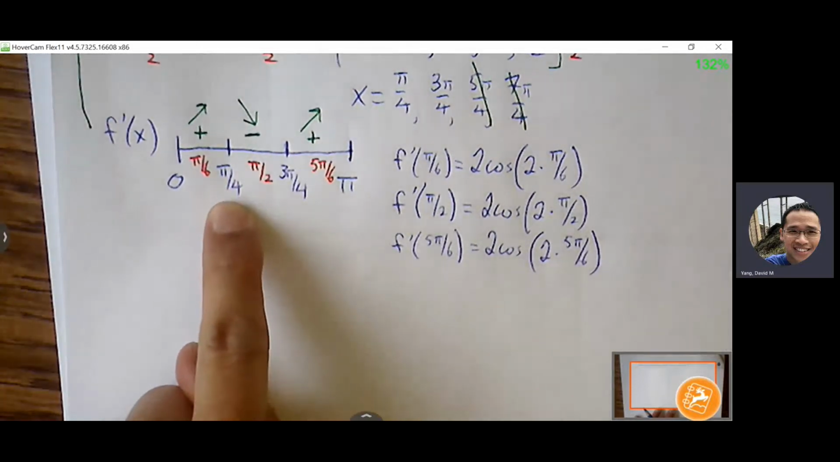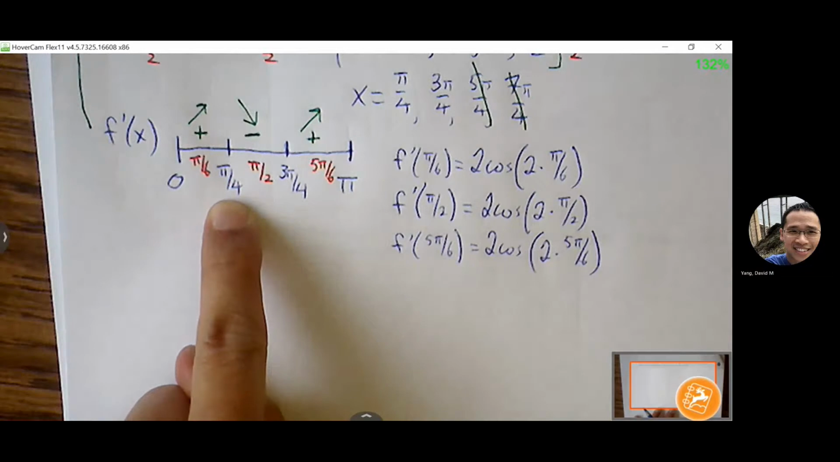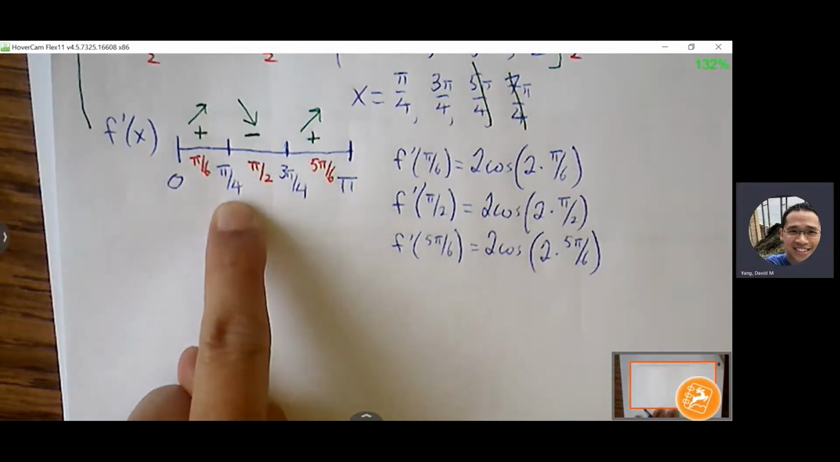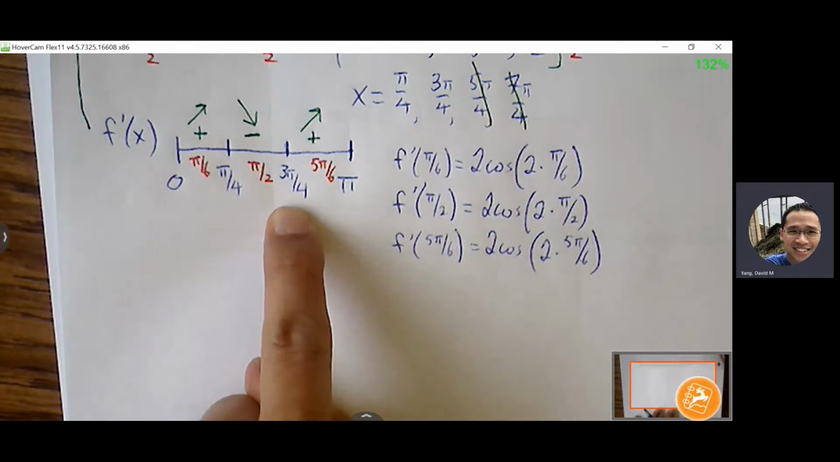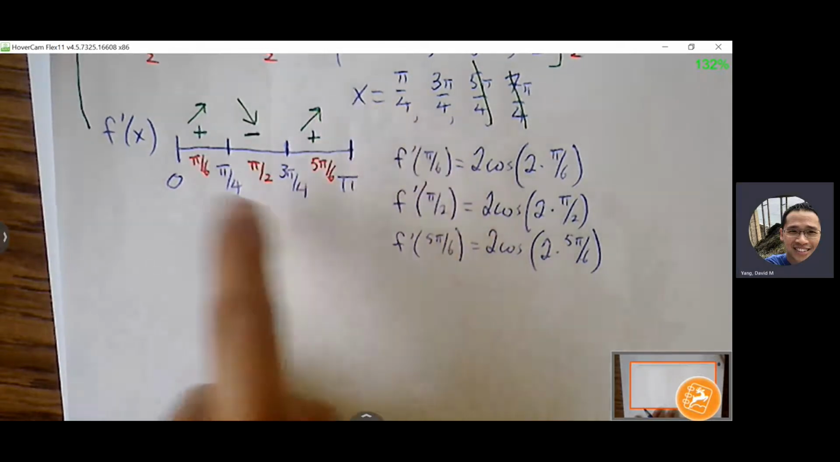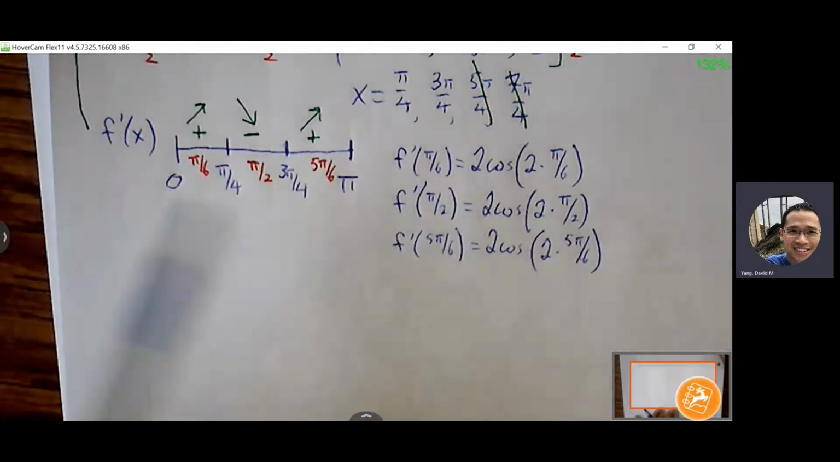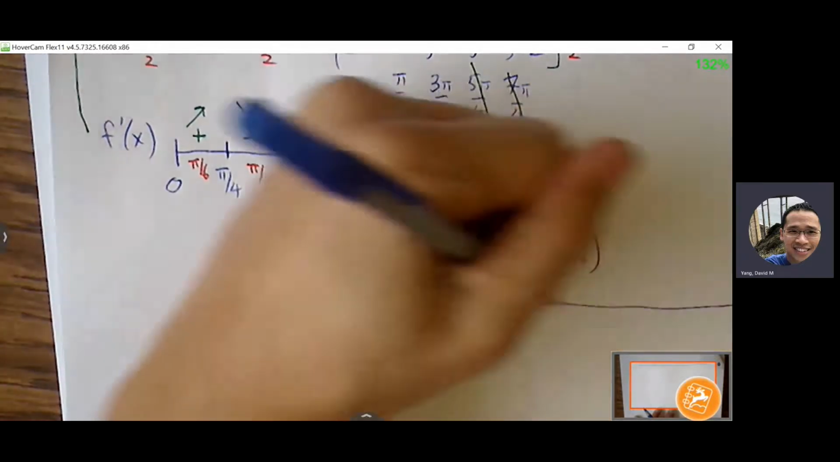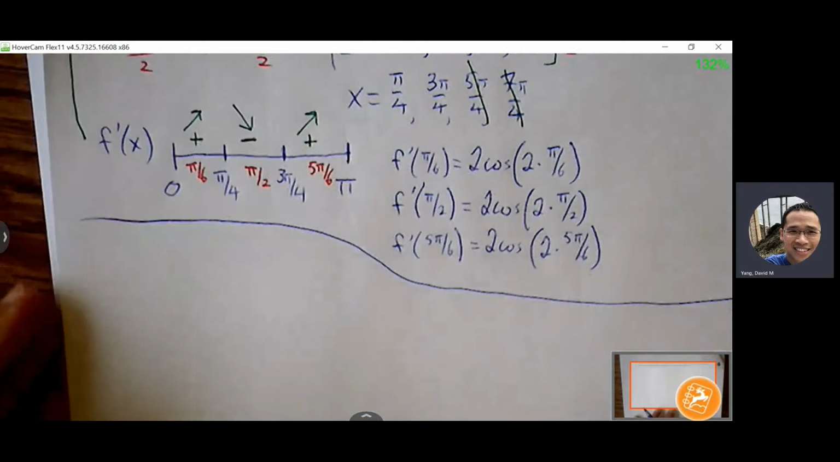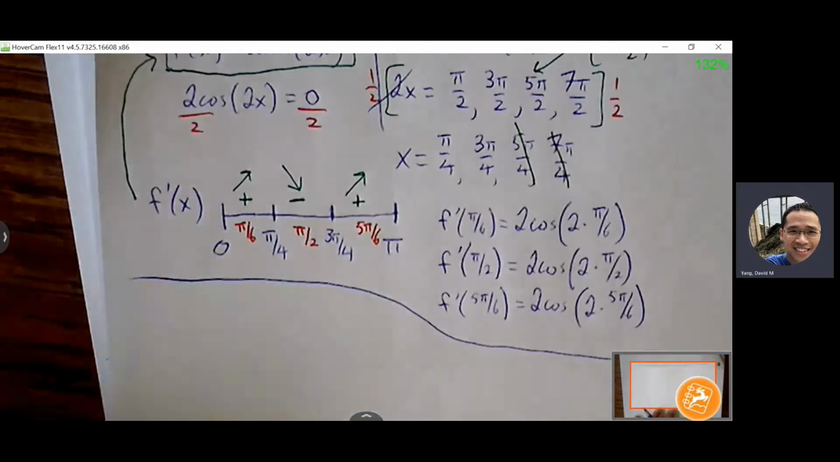What do you expect at pi over 4? A relative what? Max, okay. And at 3 pi over 4, a relative min, right? Falling, followed by increasing. Okay, so we're going to eventually find all those ordered pairs and plot those points and sketch our graph. But let's move to the second derivative and gather information for f double prime.